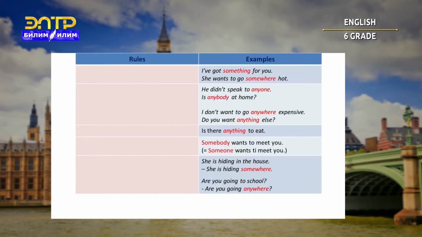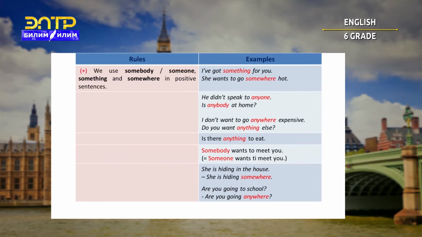Now, here is the rule about indefinite pronouns. Look at sentences in group number 1. I've got something for you. We talk about a thing. She wants to go somewhere hot. We talk about a place. So, these indefinite pronouns are used in positive sentences. We use somebody, someone, something, and somewhere in positive sentences.